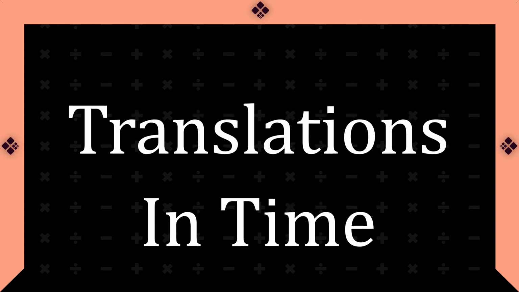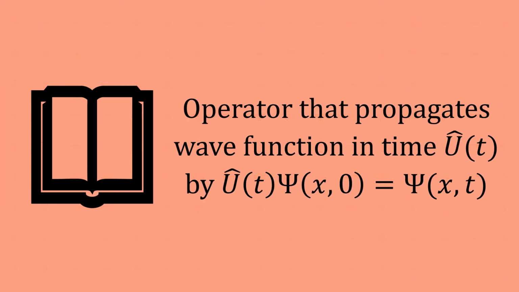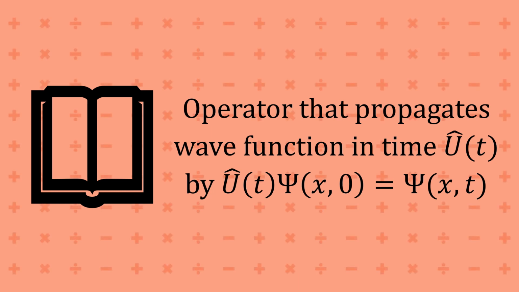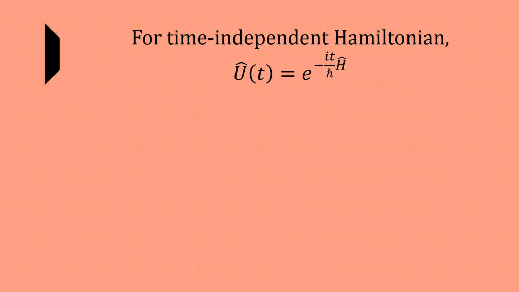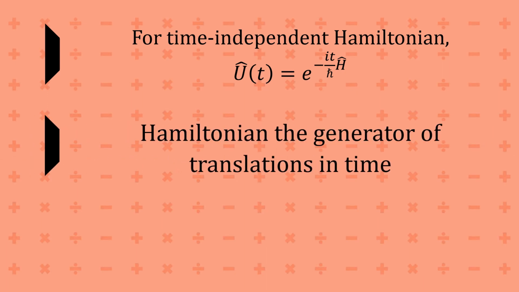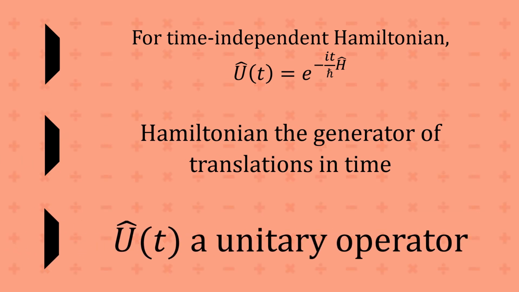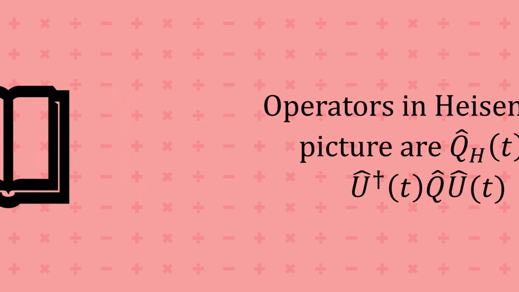Now, we're going to consider translations in time. We define an operator that propagates the wave function forward in time by this equation here. For a time-independent Hamiltonian, a power series expansion shows that the operator has this exponential form, so the Hamiltonian is the generator of translations in time. Note that the operator is a unitary operator. Now let's discuss the Heisenberg picture. Operators in the Heisenberg picture, or Heisenberg representation, are the time translations.